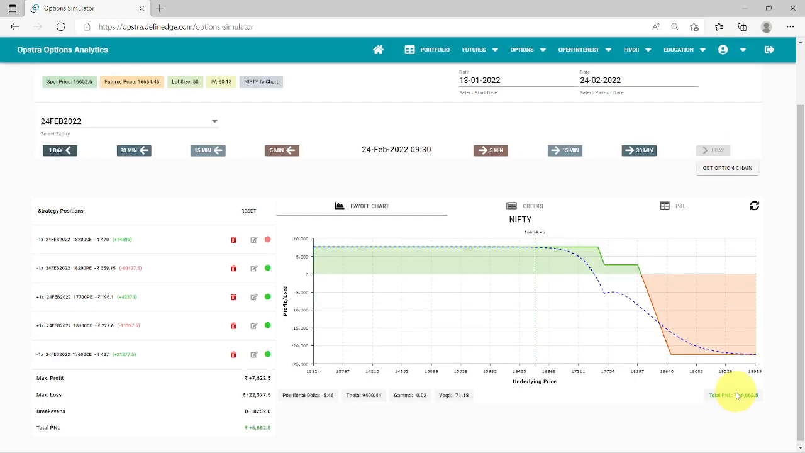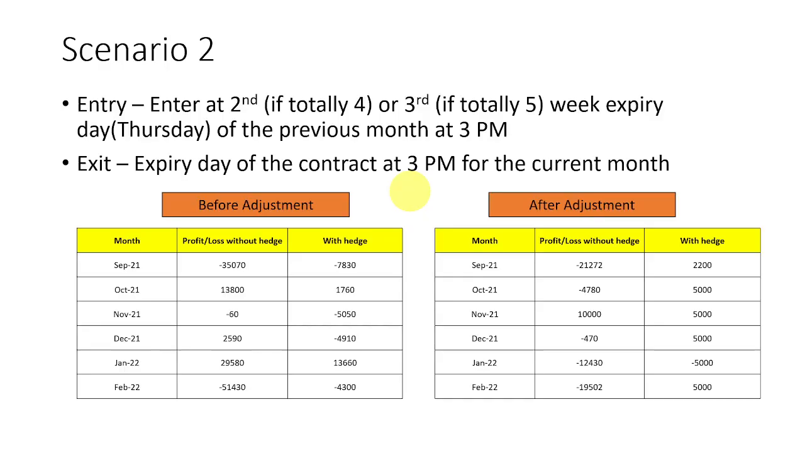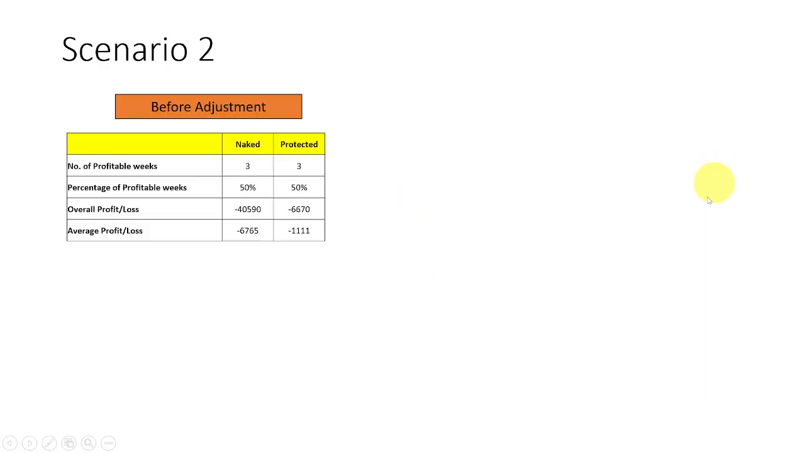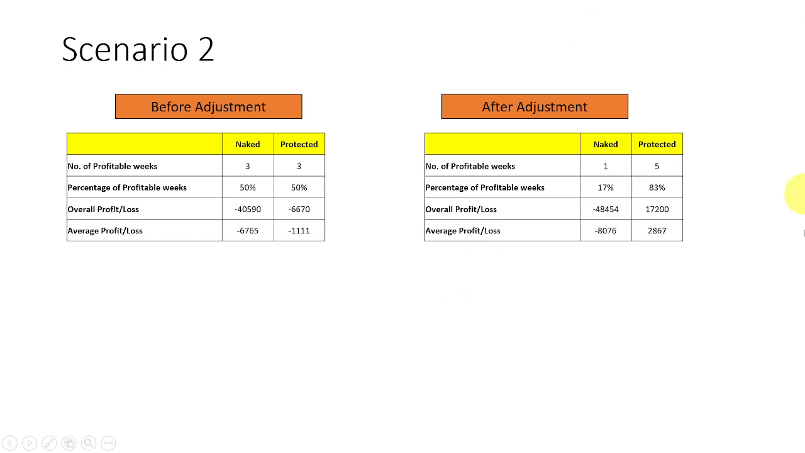Okay, so this is how it is. We are ending in profit. That's it. So scenario 2, you can see, I'll show the summary here, before adjustment, after adjustment. After adjustment with protection, we can see that out of 6 weeks, in 5 weeks we are getting profit, and overall profit was 17,200 and monthly profit is 2,867, which is a very good profit.